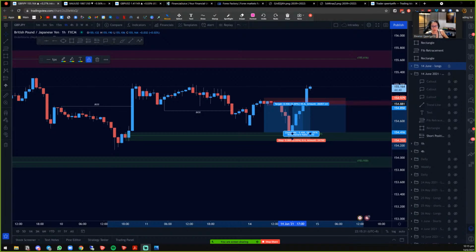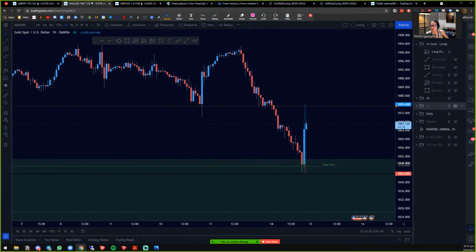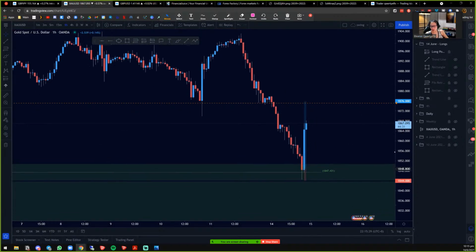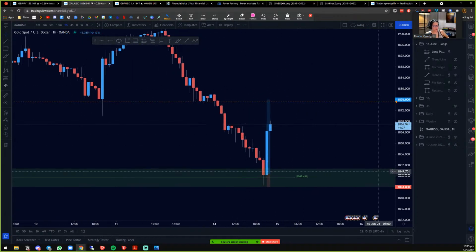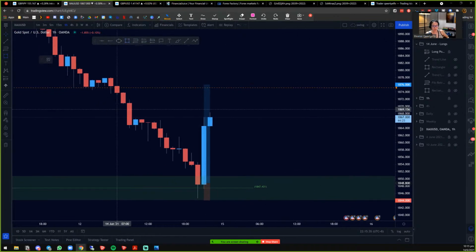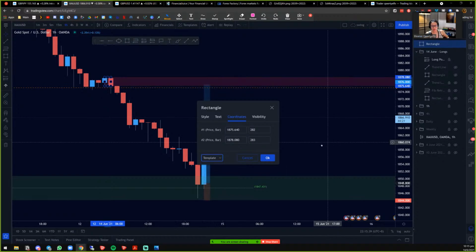Am I taking partials on Go? Okay, so on Go, I noticed that there is this area here on the hourly. Let me just hide this. So on the hourly here, I have this 1 hour supply zone marked up.